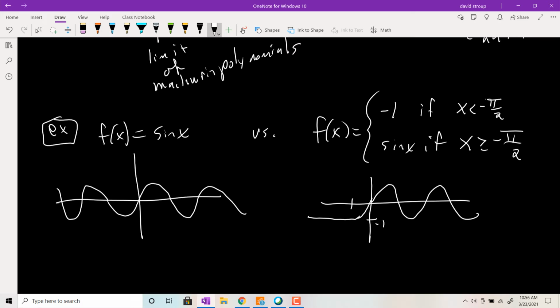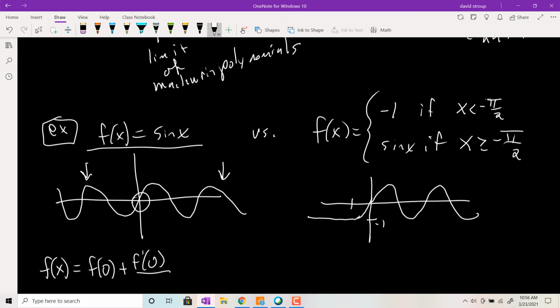Okay. So the trouble with the power series representation of sine of x is that the limit of the polynomials will conform to sine of x, just because of the way we've created it. I mean, think about the power series representation. f of x will be f of 0 plus f prime of 0. So it's not really dependent on values out here or values out here. Okay, it's only dependent on this value in the middle, this center.